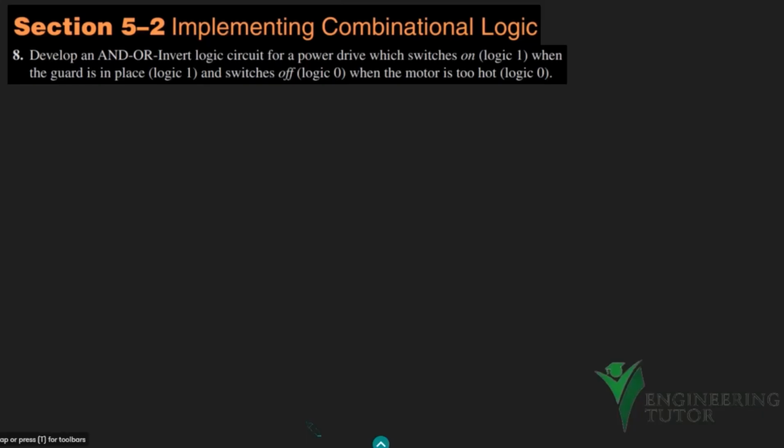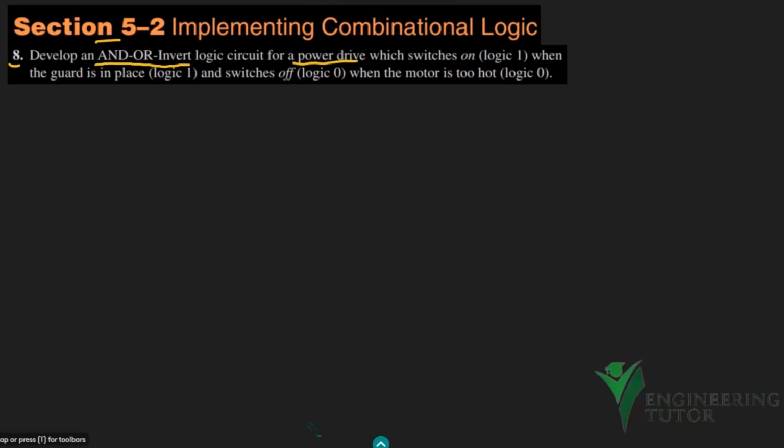So this is section 5.2, and here we are starting the implementation of combinational logic. So we have here question number 8, and here the statement is: develop an AND-OR-invert logic circuit. Okay, so an AND-OR-invert logic circuit for a power drive. Okay, so we have a power drive which switches on.